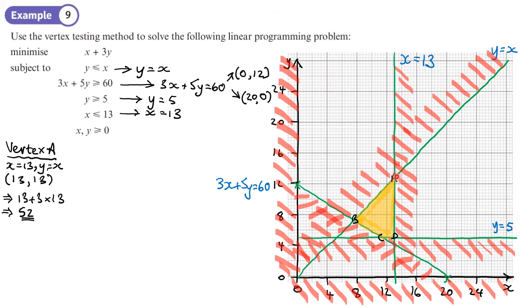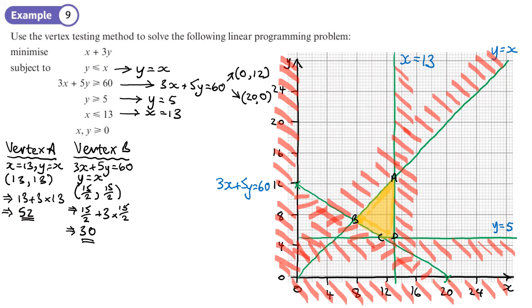So starting with vertex A, it's the intersection of the lines x equals 13 and y equals x, which means the x and y coordinates solving simultaneously are 13 and 13. Putting that into the objective function, we'll get a value of 52. So vertex B, it's the intersection of the lines 3x plus 5y equals 60 and y equals x. Solving simultaneously, we'll get the coordinates 15 over 2, 15 over 2. Putting that into the objective function, it gives us a value of 30.